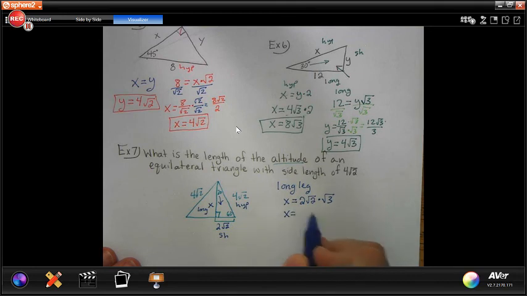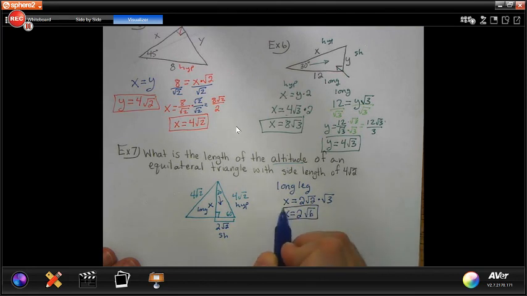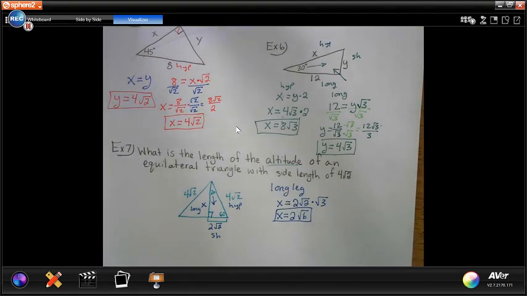So x equals 2 radical 2 times radical 3. And since these are both radicals, you can multiply them. Radical 2 times radical 3 is radical 6, so x is 2 radical 6. Okay. That's how to find the altitude of an equilateral triangle.